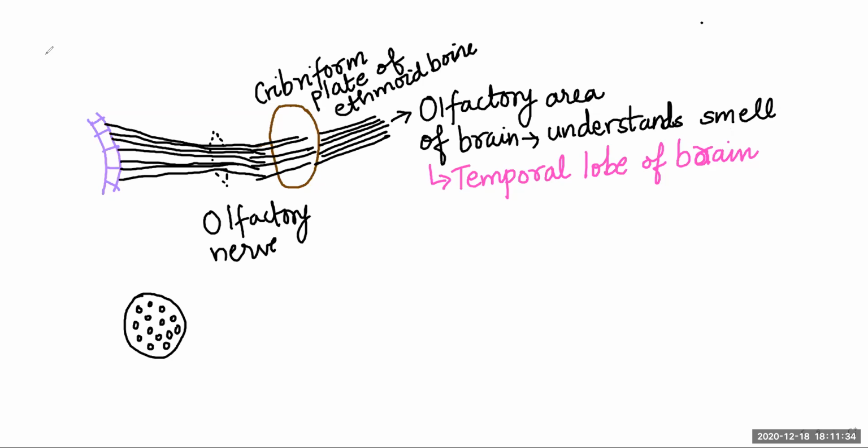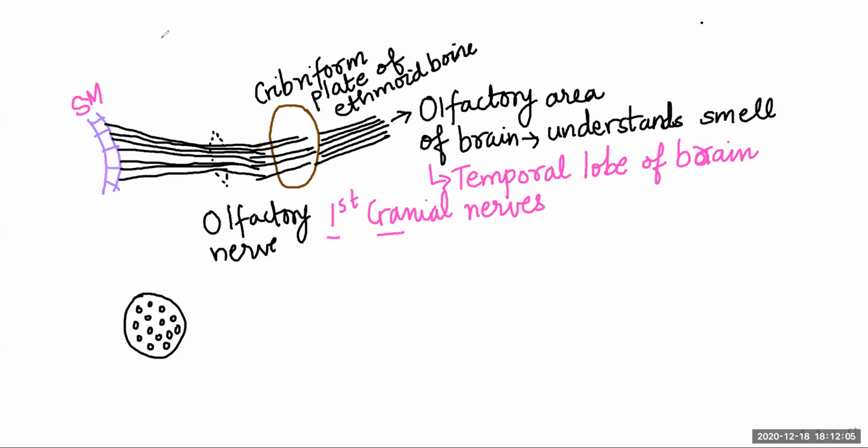So this is the olfactory nerve. From the Schneiderian membrane, the neurons will come out. That's called the olfactory nerve. The olfactory nerve is also called the first cranial nerve. There are 12 pairs of cranial nerves, right? The first pair of cranial nerves are called olfactory nerves. Okay?